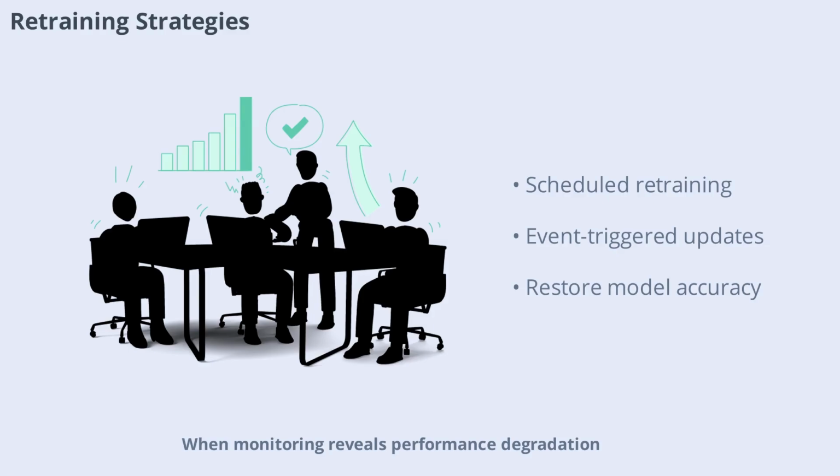When monitoring reveals performance degradation, retraining your model may be necessary. Retraining involves updating the model with new data to restore accuracy. Strategies include scheduled retraining at regular intervals or triggered retraining based on specific events such as detected drift. Choosing the right strategy depends on your use case, data availability, and business requirements.